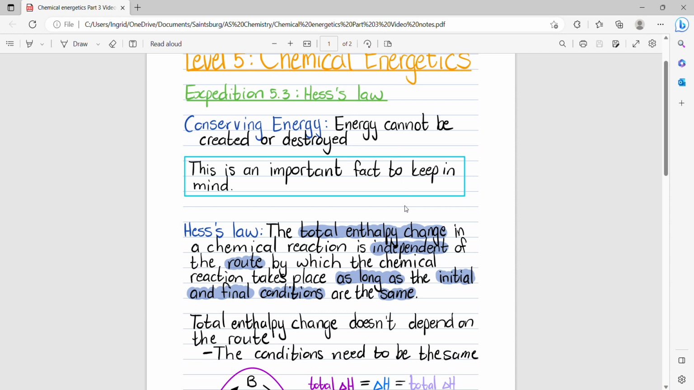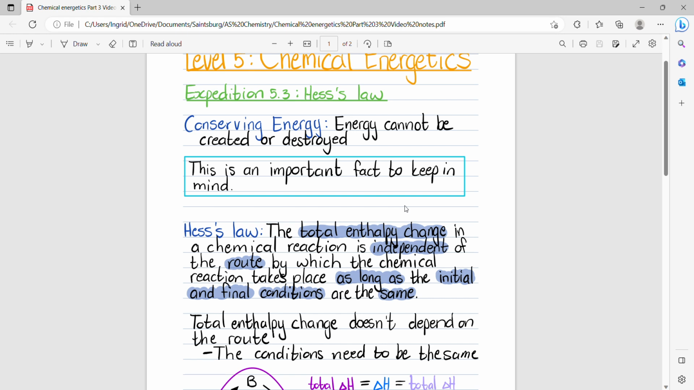Okay, so Hess's law states that the total enthalpy change in a chemical reaction is independent of the route by which the chemical reaction takes place, as long as the initial and final conditions are the same.